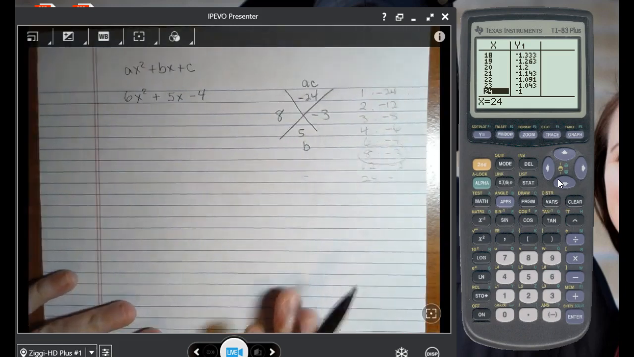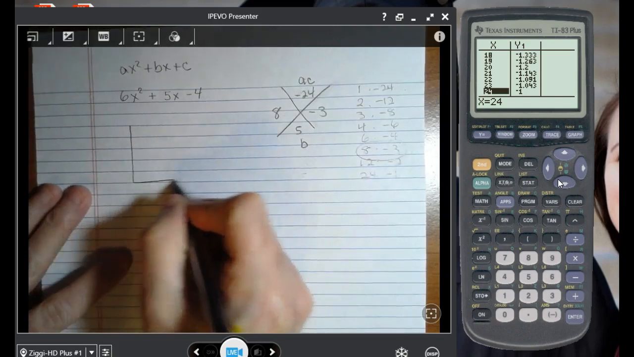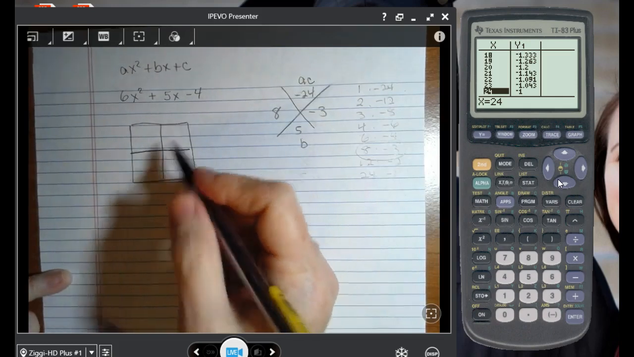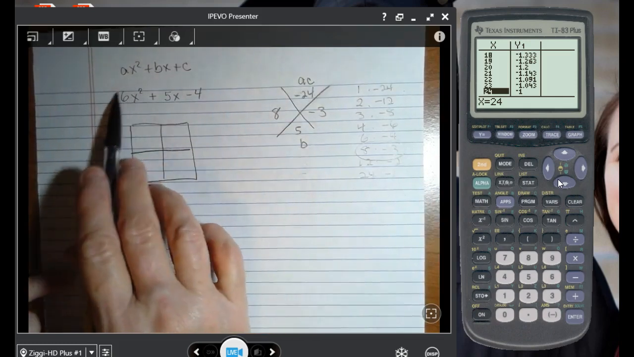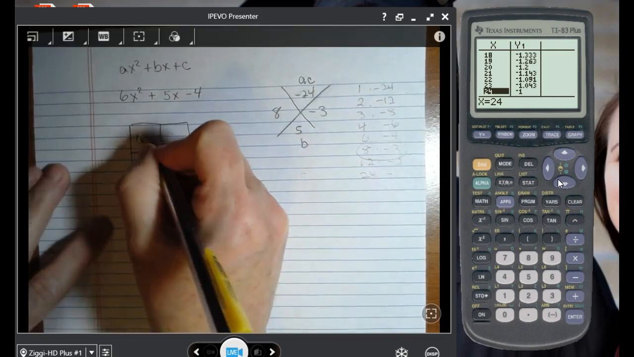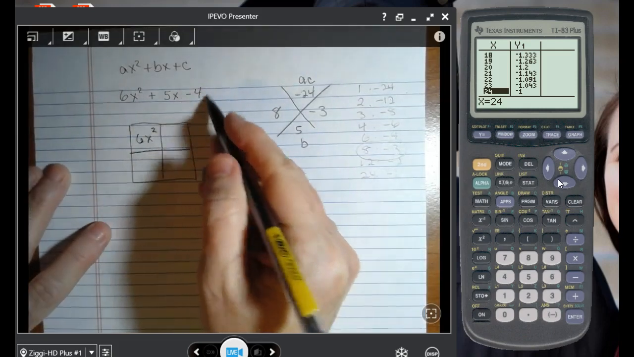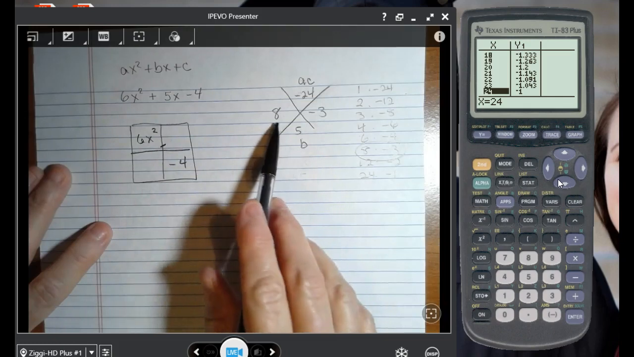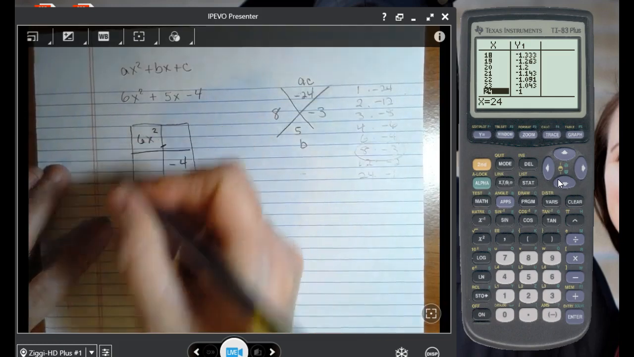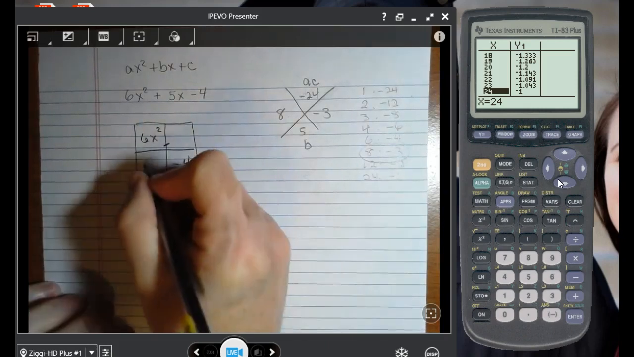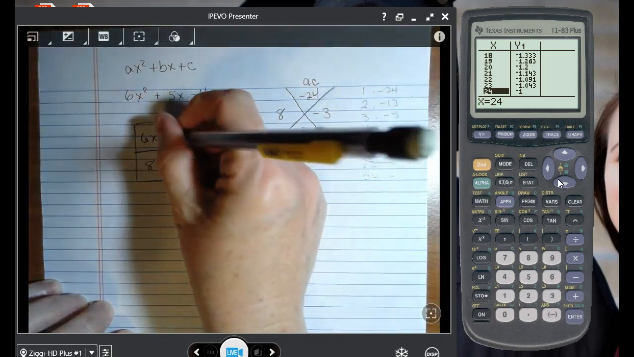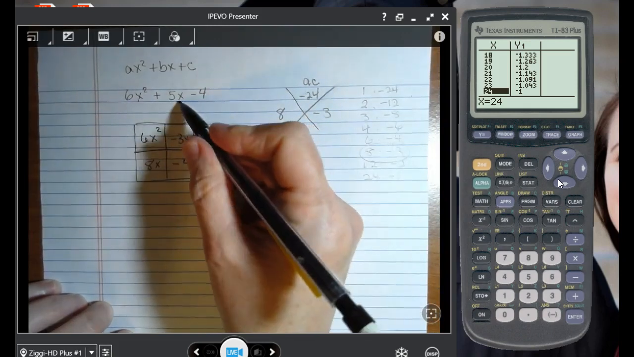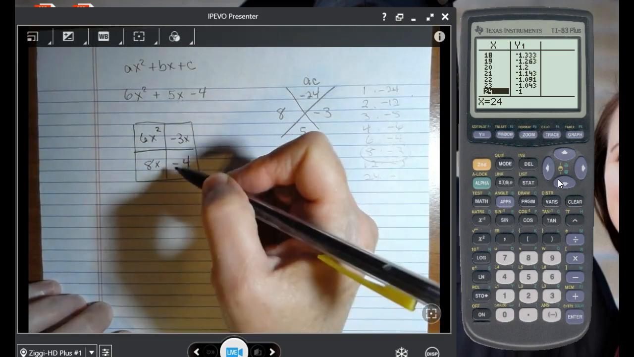Now once I have those, I'm going to go to what I call the box method. I didn't come up with this. So now I'm going to take this first term and put it in the first box. I'm going to take this last term and it's going to go in the last box. And then in the two leftover boxes, I'm putting my 8 and negative 3, and these are x's, because these two should give me 5x, and they do if I add those together.